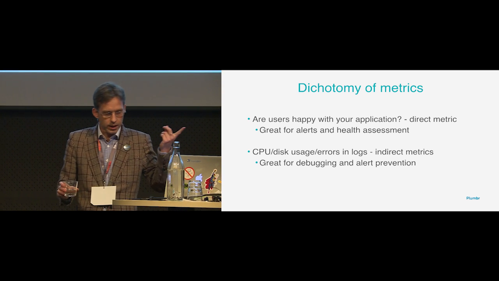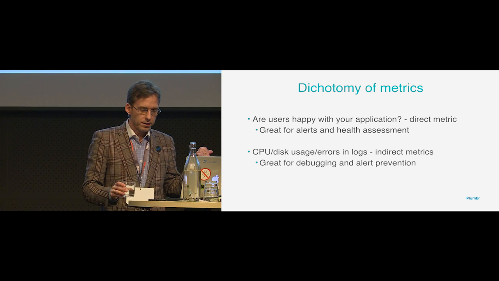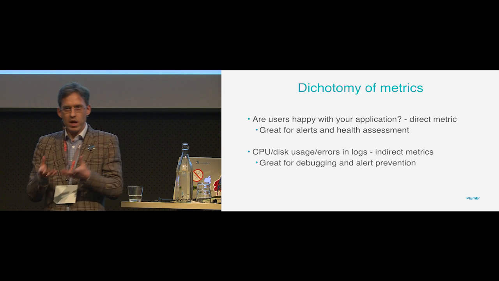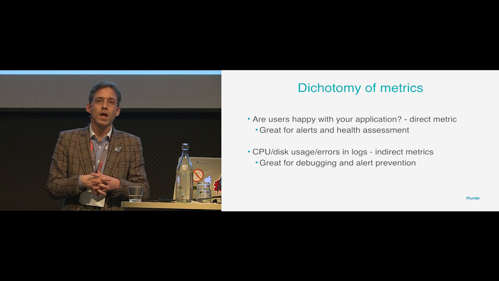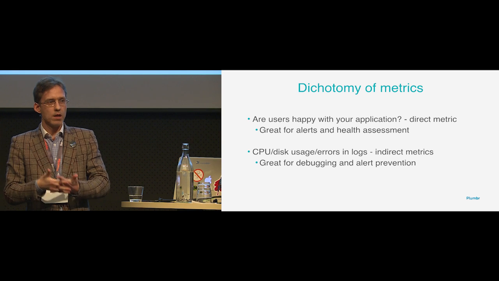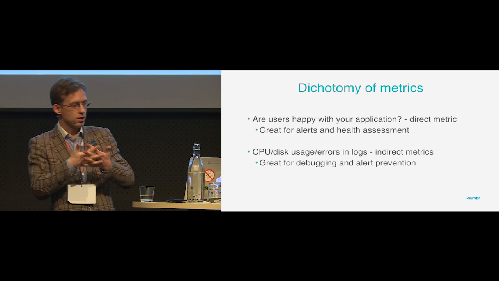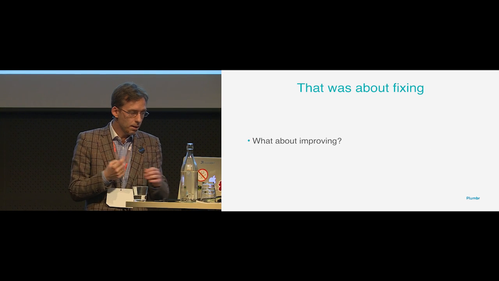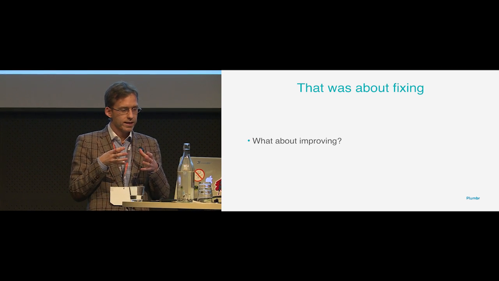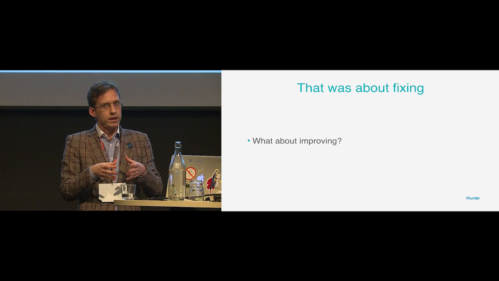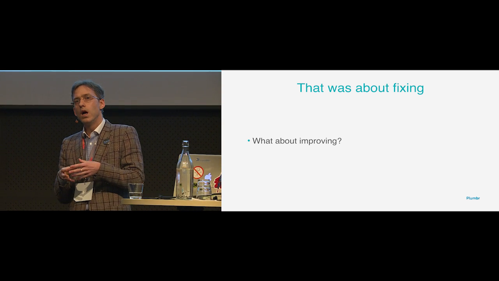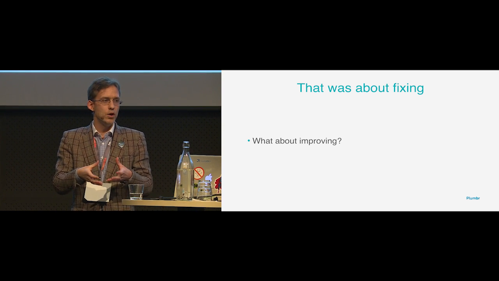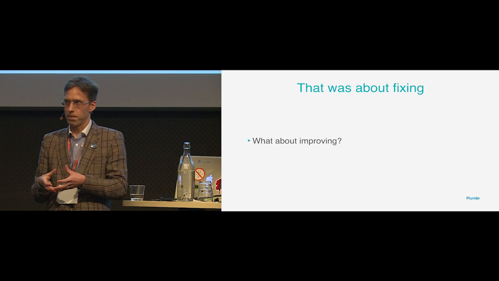So direct metrics and indirect metrics. So far we have talked about reacting, about alerting. You understand what's going on right now in your production environment. You react on that, but you can use the exactly same metrics, the exactly same numbers, as a driving force for improving your application.